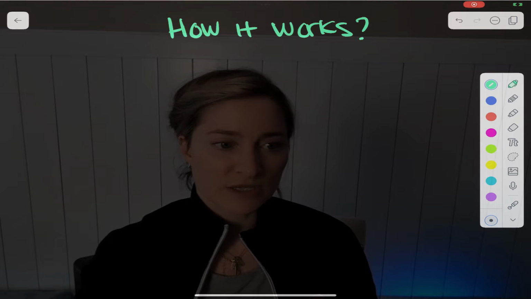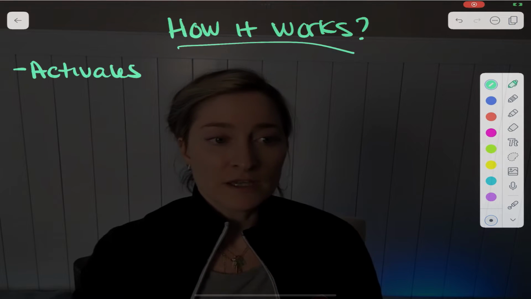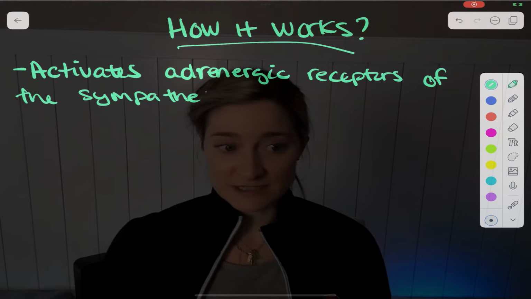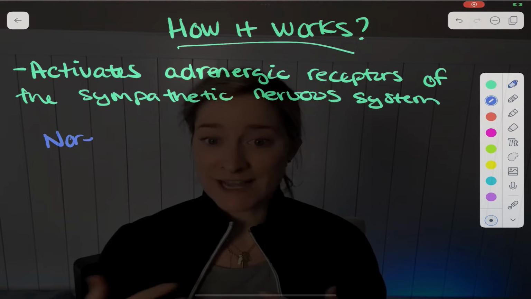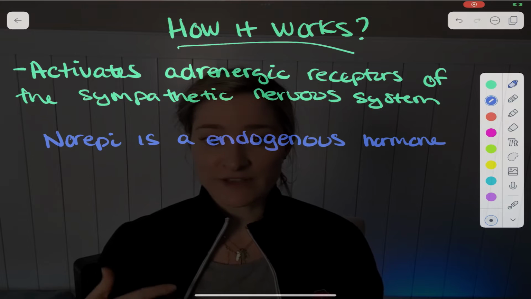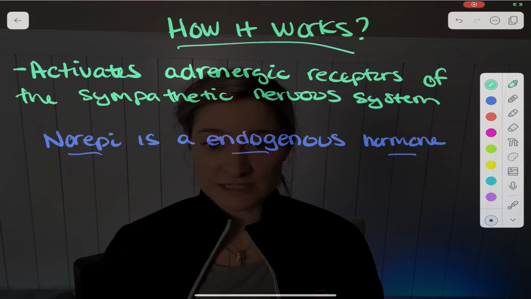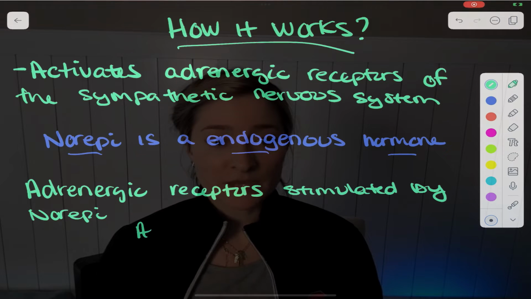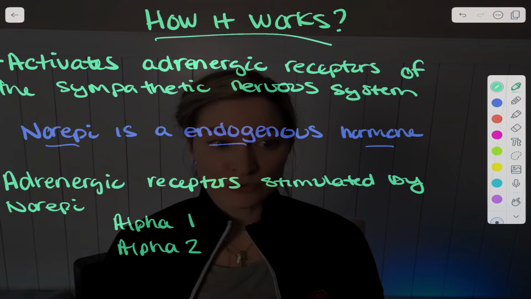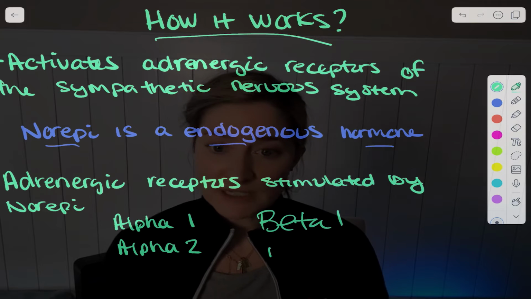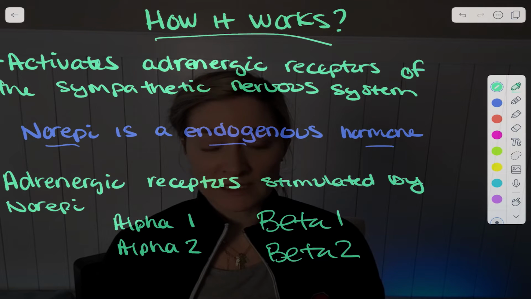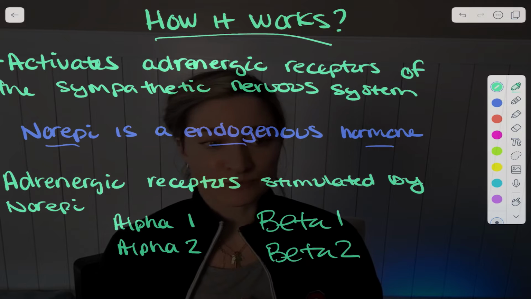So how does norepi work? Norepi activates adrenergic receptors of the sympathetic nervous system. It's an endogenous hormone that, again, is found in our bodies anyways. We just give it via medication to mimic these effects. So adrenergic receptors stimulated by norepi include alpha-1, alpha-2, and beta-1, very little beta-2. But again, we're looking at mostly alpha-1, alpha-2, beta-1, and again, very little effects on beta-2.